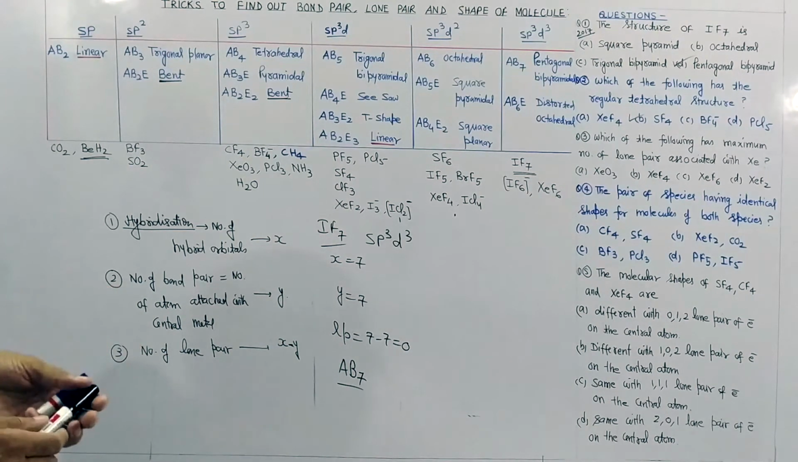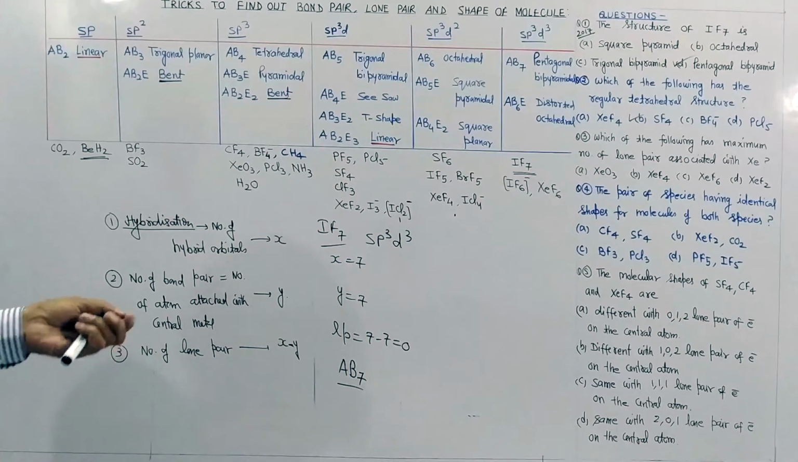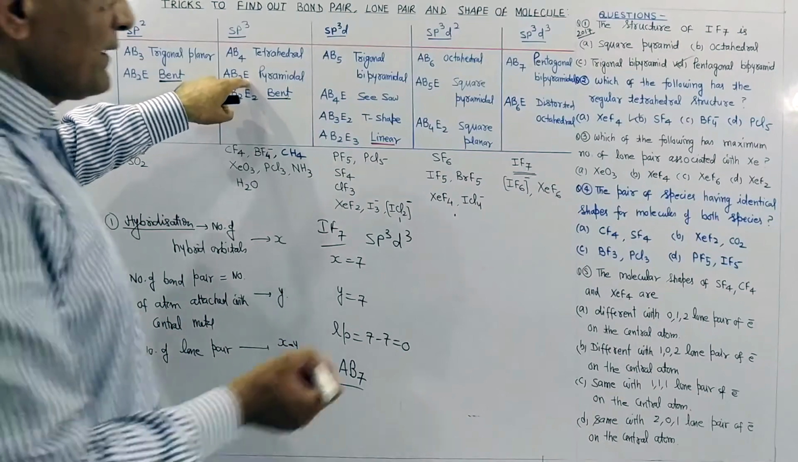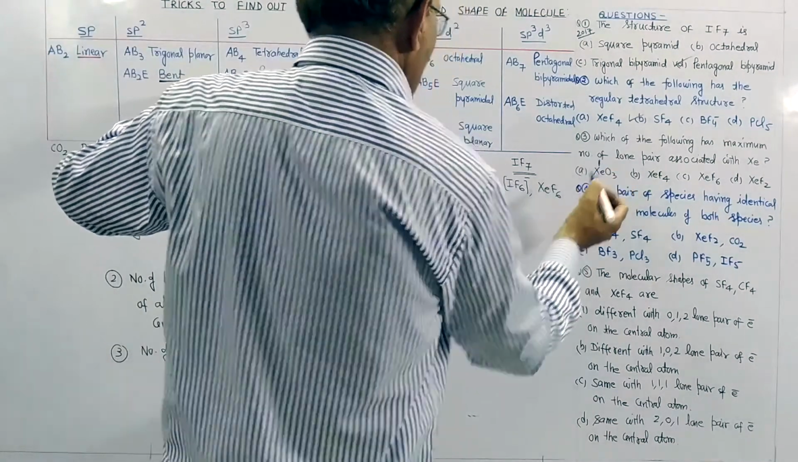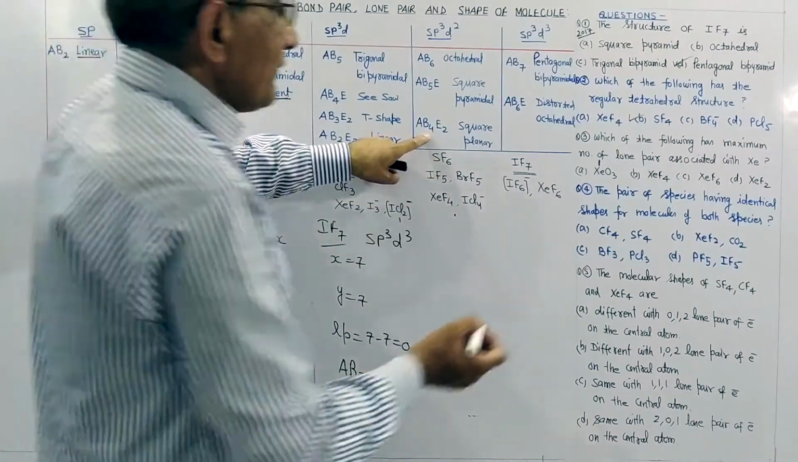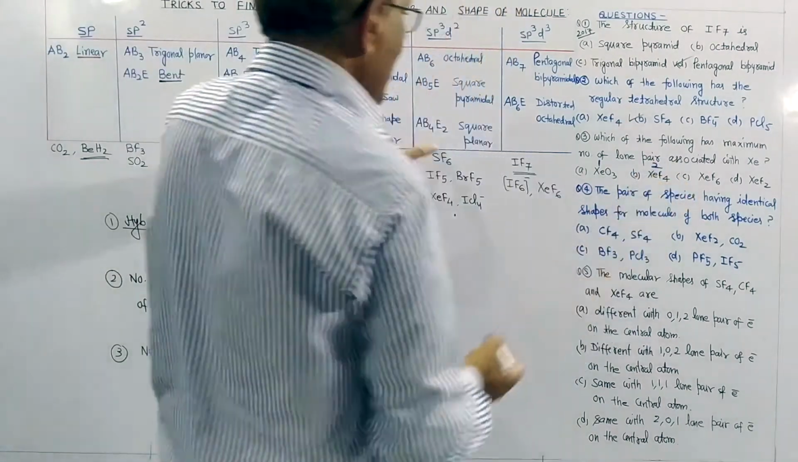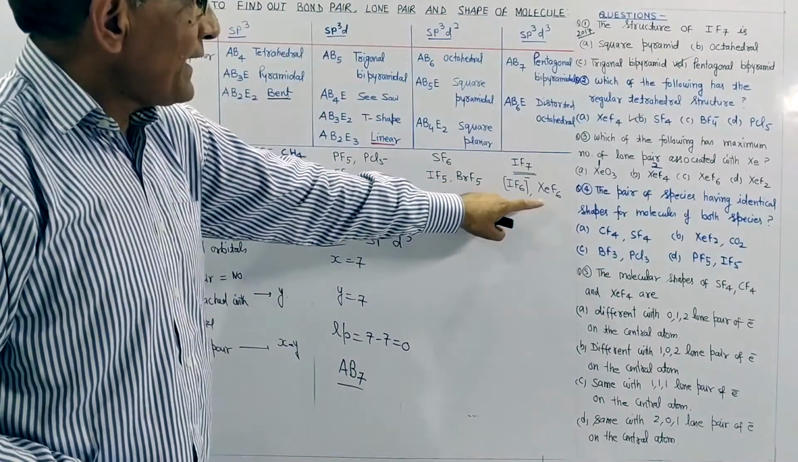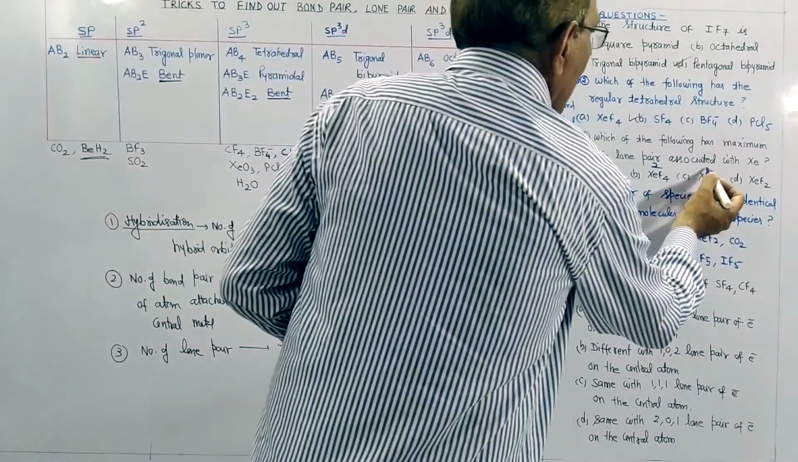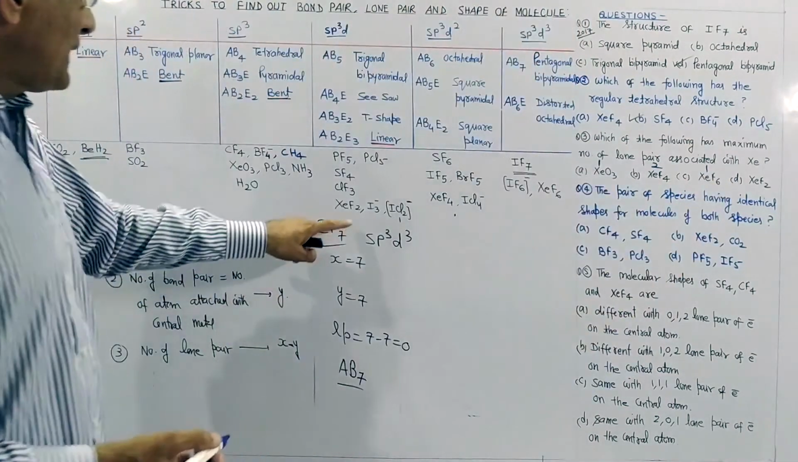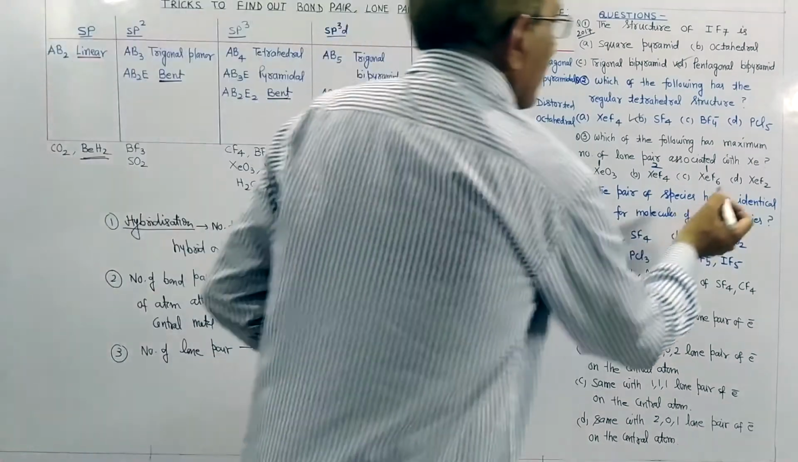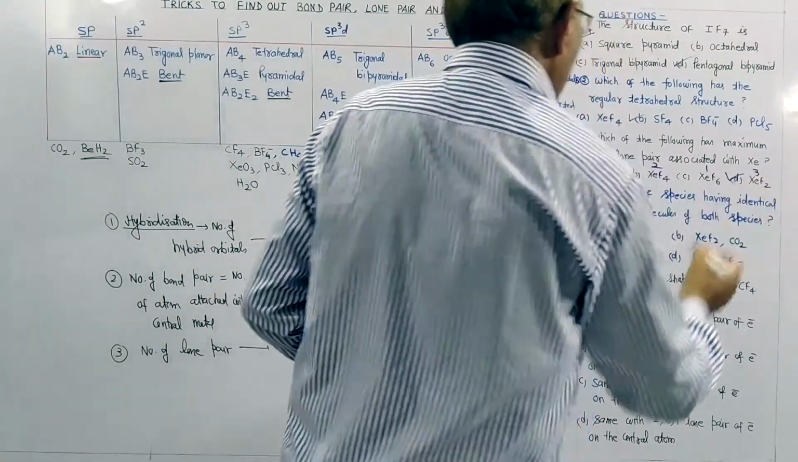Now next is, which of the following has the maximum number of lone pairs? Maximum number of lone pairs we have to find out. XeO3 belongs to this category. We have one lone pair, XeO3. XeF4 we have here, this third category. We have two lone pairs. XeF6 has one lone pair. XeF2, this XeF2, belongs to this category. We have three lone pairs. So our answer will be D.